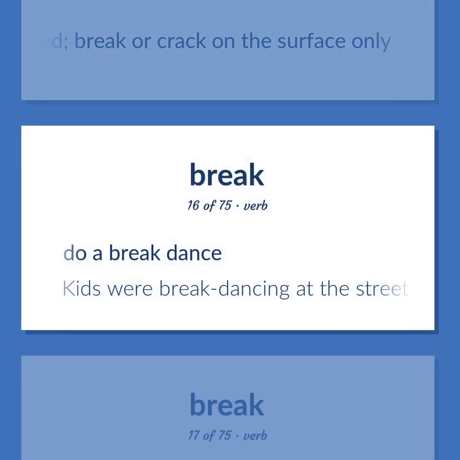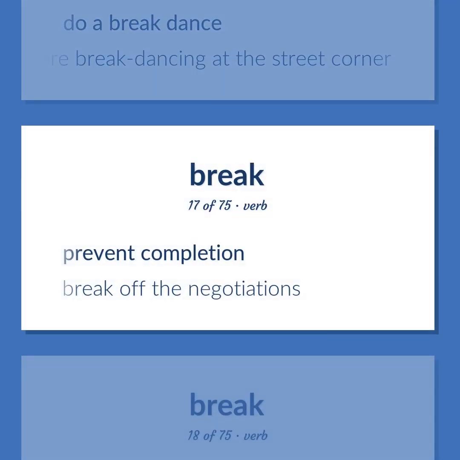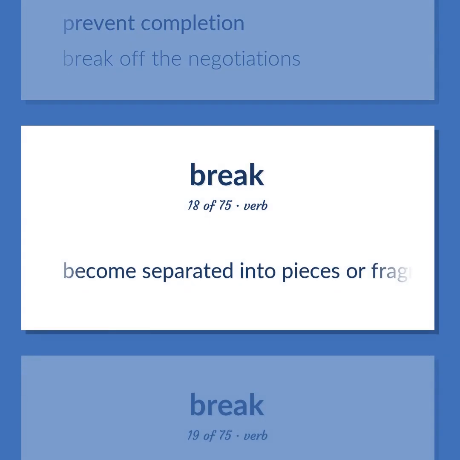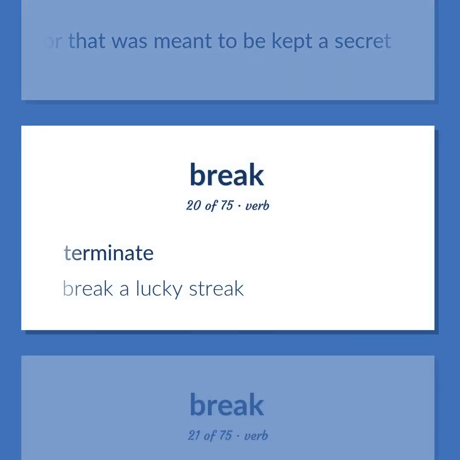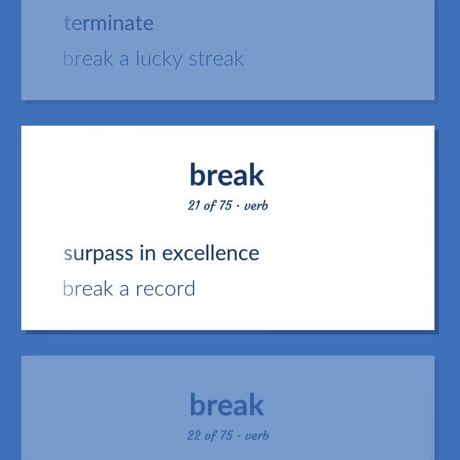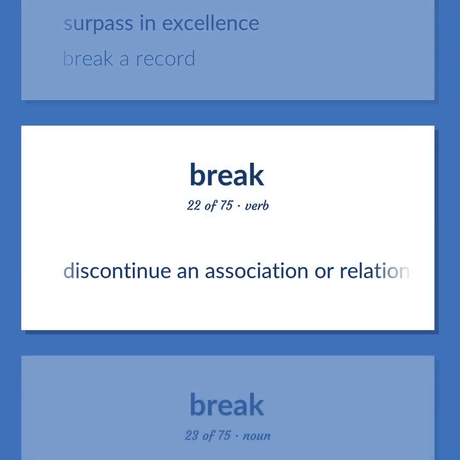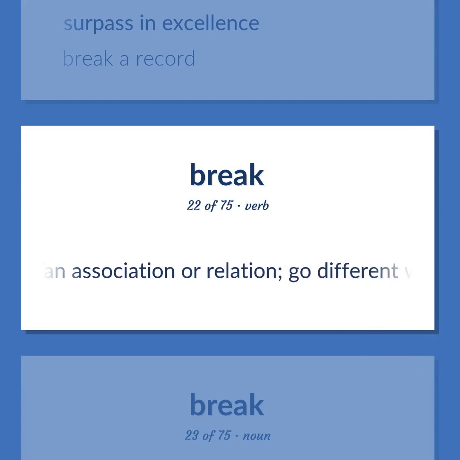Do a break dance. Kids were break dancing at the street corner. Prevent completion. Break off the negotiations. Become separated into pieces or fragments. Make known to the public information that was previously known only to a few people or that was meant to be kept a secret. Terminate. Break a lucky streak. Surpass in excellence. Break a record. Discontinue an association or relation. Go different ways.